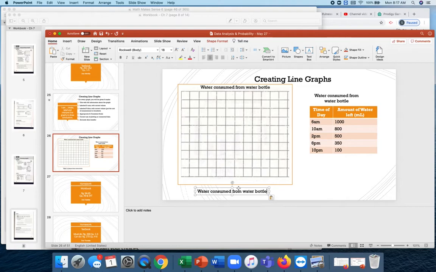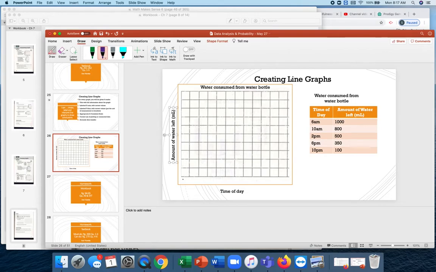And then, whoops. Back, I did not mean to do that. There we go. Okay. And then, whoa. Okay, and then I'm going to move this over here. Okay, and this is going to be amount of water left. Okay, and again, I'm putting my units in milliliters.